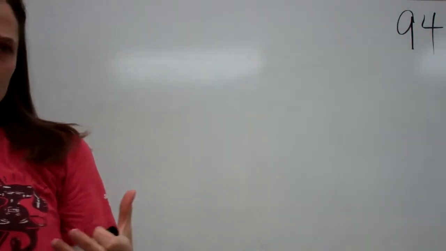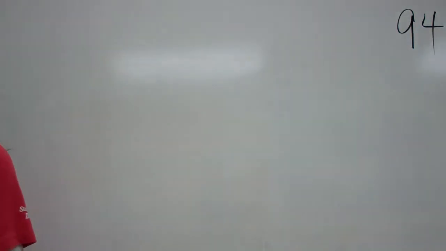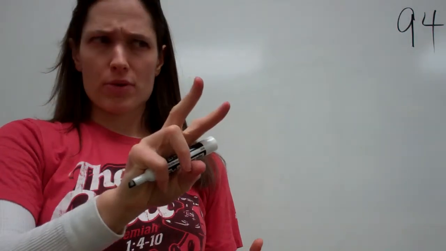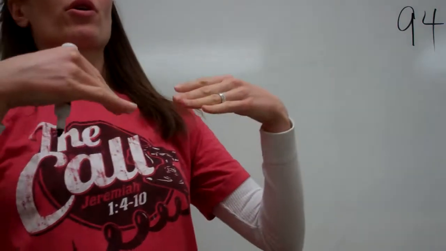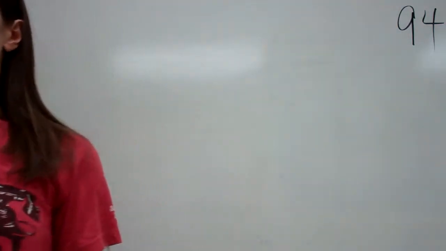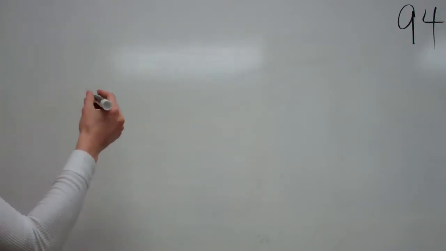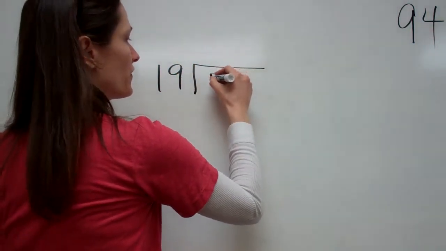Alright, yesterday, Tuesday, we learned how to take a division problem and divide it by 2 digits. Do y'all remember doing that? Okay. This is a quicker way of thinking. For example, if you saw 19 goes into 59.